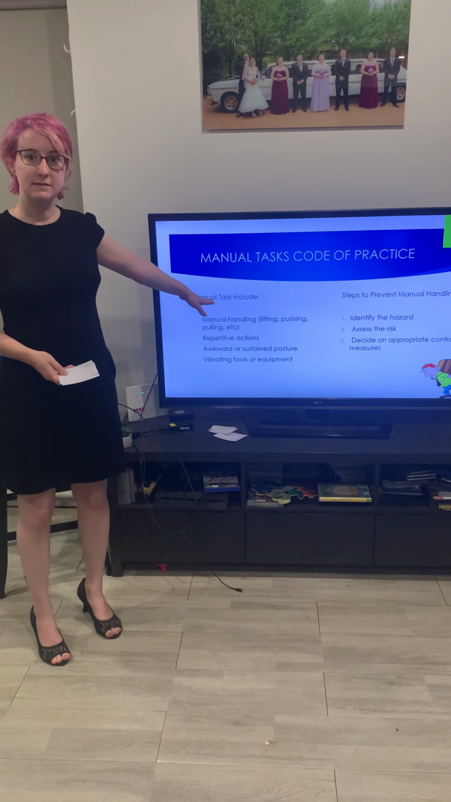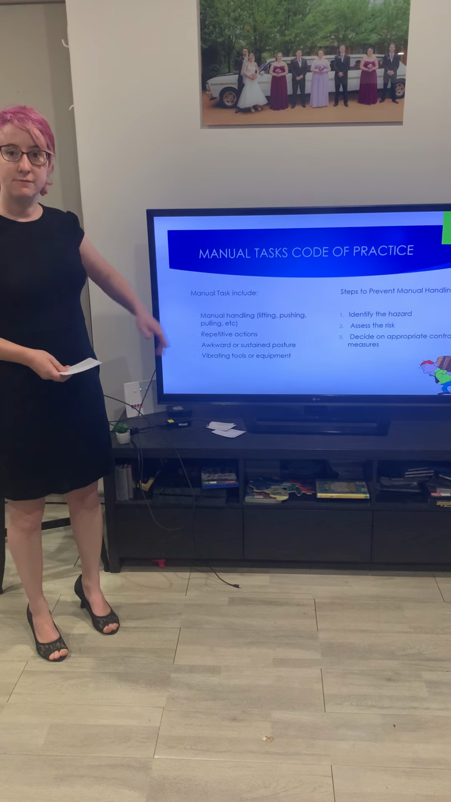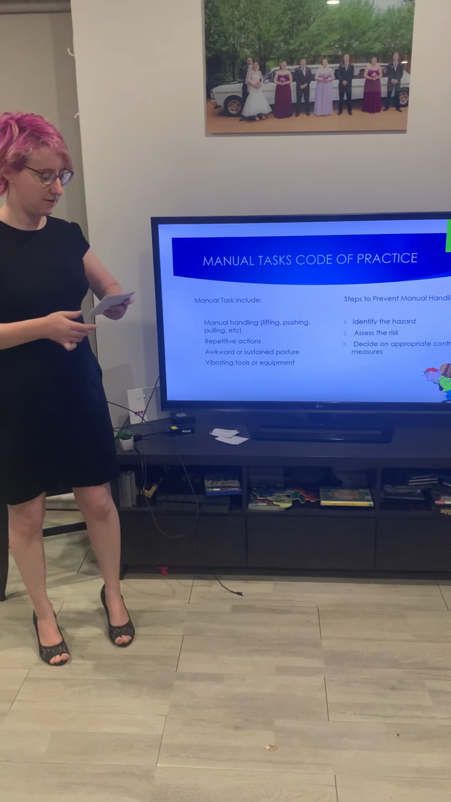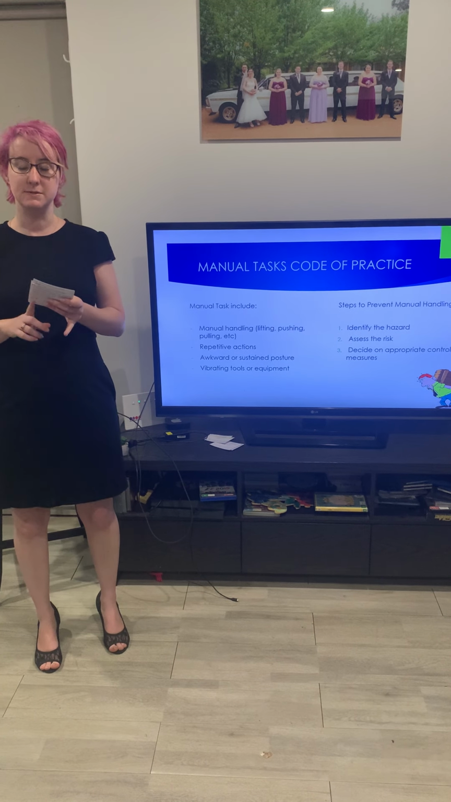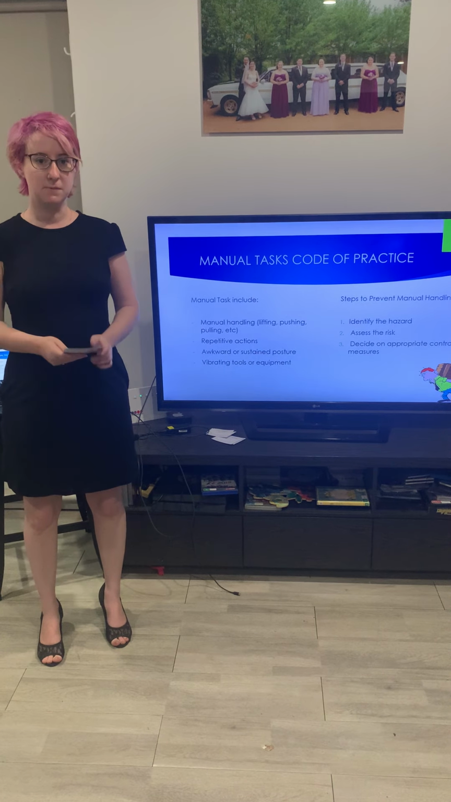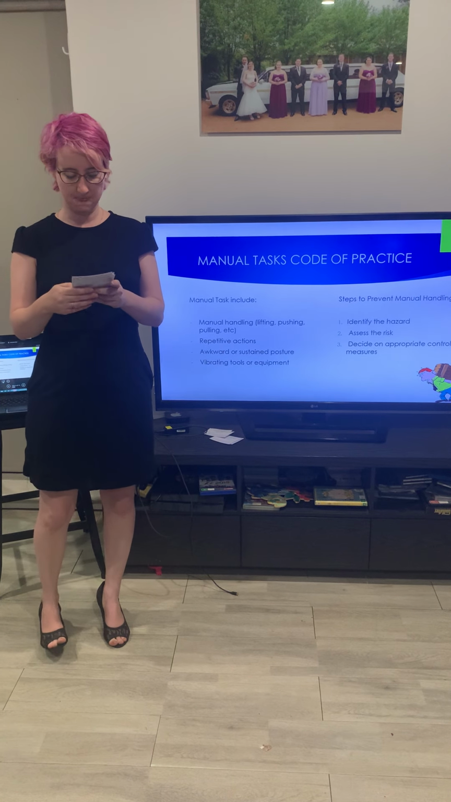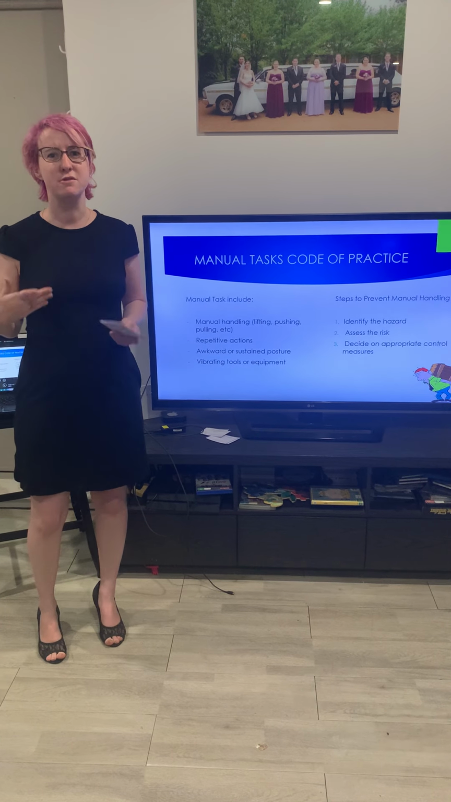Manual task code of practice. So you can find both of these on the WHS website. Manual tasks include manual handling, lifting, lowering, pushing, pulling, carrying, as well as repetitive actions, sustained posture, and vibrating equipment, although you don't really use those here.